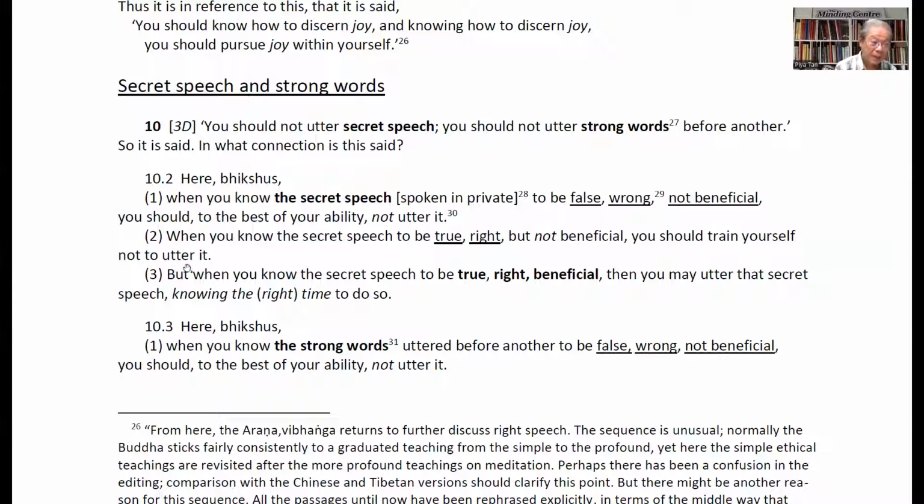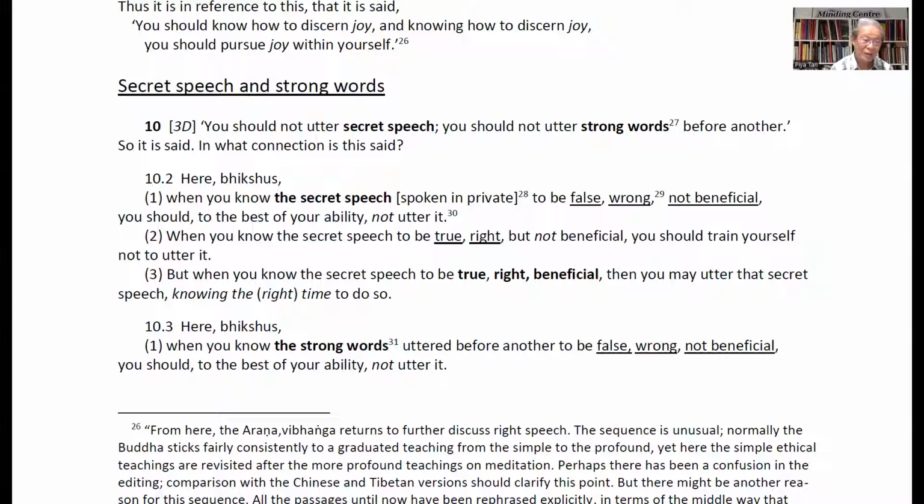Number 3, but when you know the secret speech to be true, right, beneficial, the keyword here is beneficial, then you may utter, you may speak the secret speech, knowing the right time to do so. So even when something is true, right, and beneficial, you should say it at the right time, the proper time. Saying it at the wrong time may not be helpful either. Okay, so this part on secret speech is finished. Here it means something that we tell people in private.